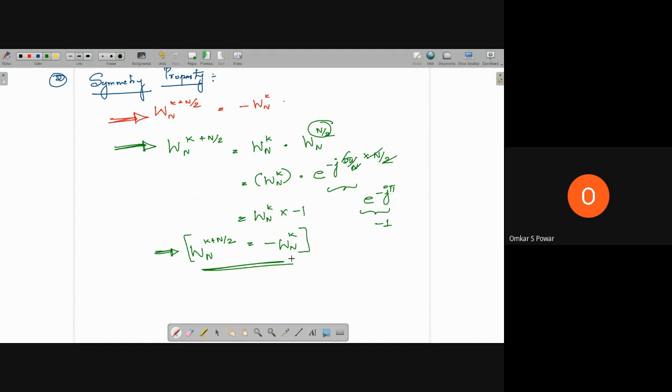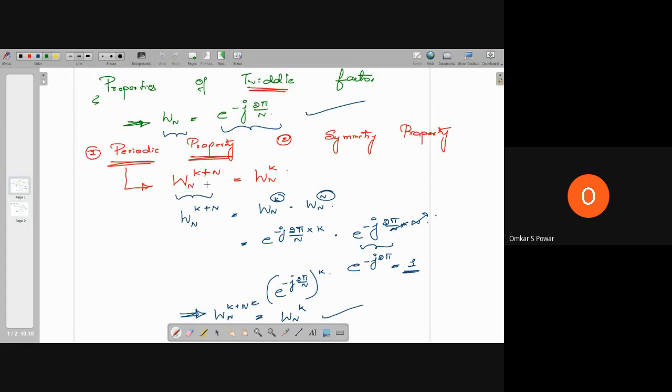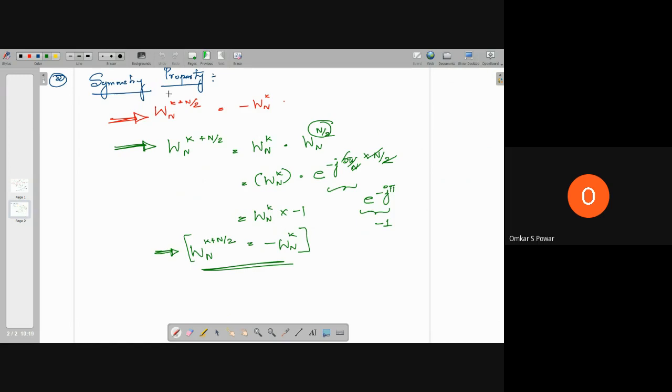So first what we have done, we have taken Wn of k plus n is equal to Wn of k. So a power m plus n is a power of m into a power of n, then just substitute for the Twiddle factor formula and then you'll get the answer. Similarly, for symmetry property, same thing. The statement you have to remember, Wn of k plus n by 2 is equal to minus Wn of k. Okay. So for that, again, expand it, substitute for Twiddle factor and get your answer.